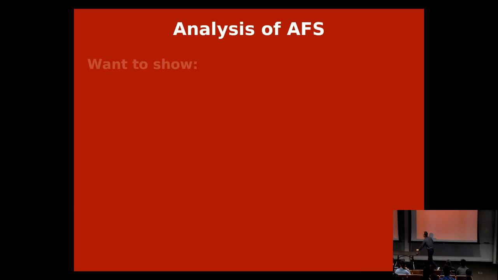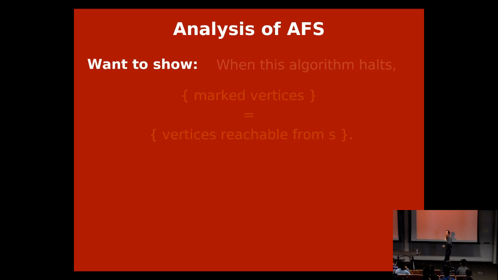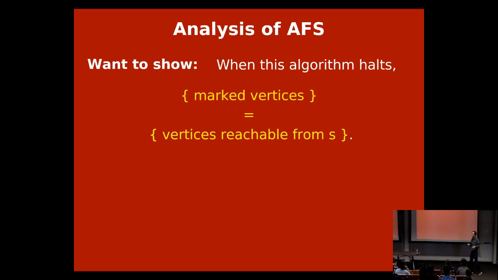Okay, so we want to analyze this algorithm, mainly for correctness. We want to show the following: when this algorithm halts, the set of marked vertices is exactly the set of vertices reachable from S. That's our main goal with this algorithm. So we have 2 sets here, and we want to show them equal. How do you do that? Usually you show that one is contained in the other, and the other is contained in the first one. So let's first talk about why the set of marked vertices is a subset of the reachable vertices. Why is everything that gets marked reachable?